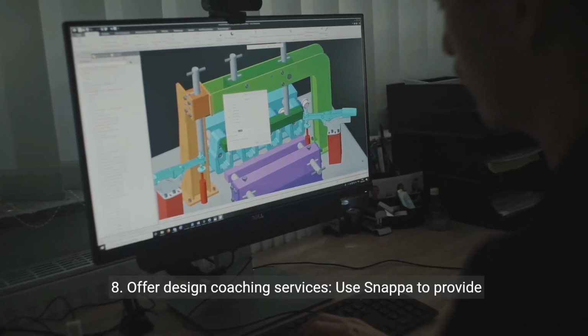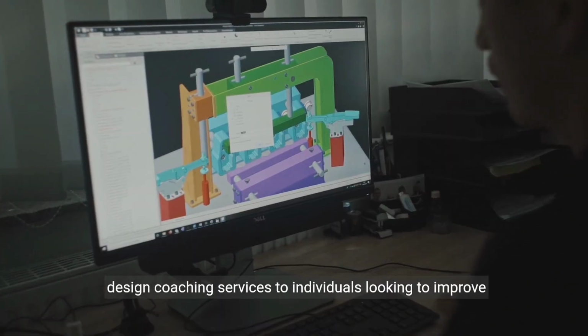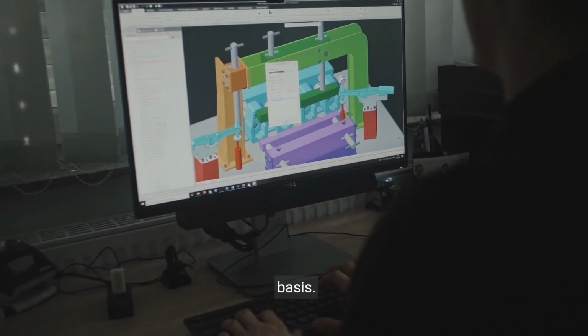8. Offer design coaching services. Use Snappa to provide design coaching services to individuals looking to improve their design skills. Charge an hourly rate or per session basis.